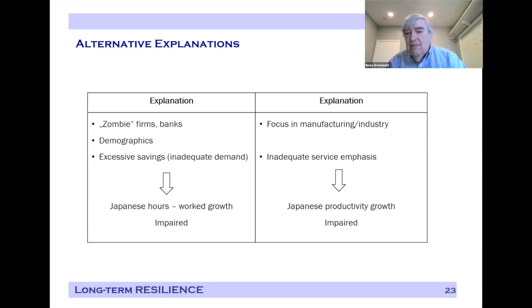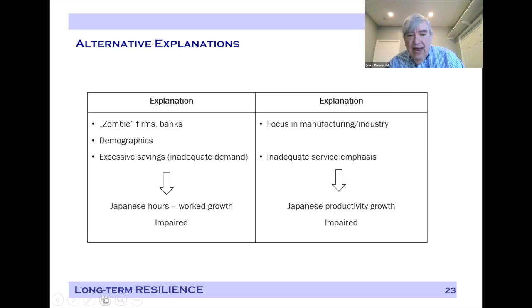Well, if it were a demand problem, the slow growth in, say, Japan versus the United States should be attributable to slow growth in hours worked. There's no reason why productivity growth should be impaired by those things. If you look at this transition, the problem is going to be in productivity growth.